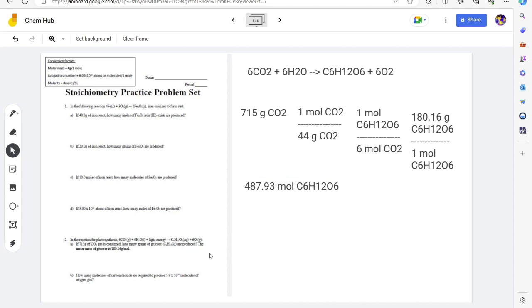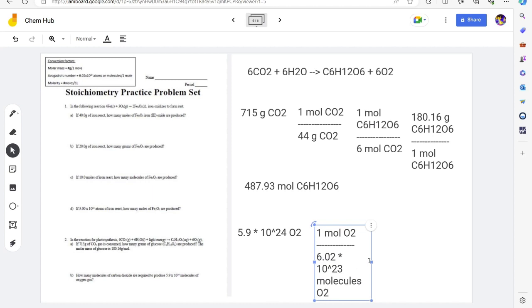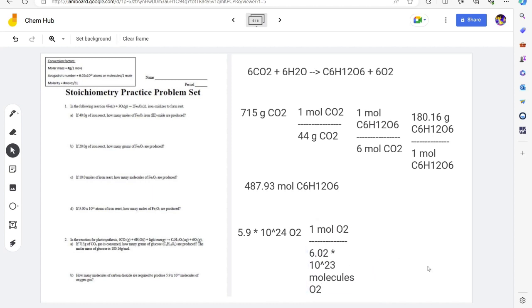All right, let's try part B for problem 2. How many molecules of carbon dioxide are required to produce 5.9 times 10 to the 24th molecules of oxygen gas? So if we have 5.9 times 10 to the 24th molecules of oxygen gas, we first need to convert that into moles. How will we do that? We will simply use Avogadro's number. So we have 1 mole of O2 over 6.02 times 10 to the 23rd molecules. Then we will use the molar ratio to go from moles of oxygen gas to moles of carbon dioxide. So 6 moles of carbon dioxide over 6 moles of O2.